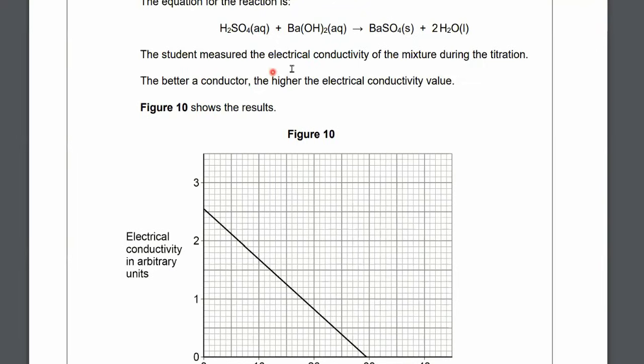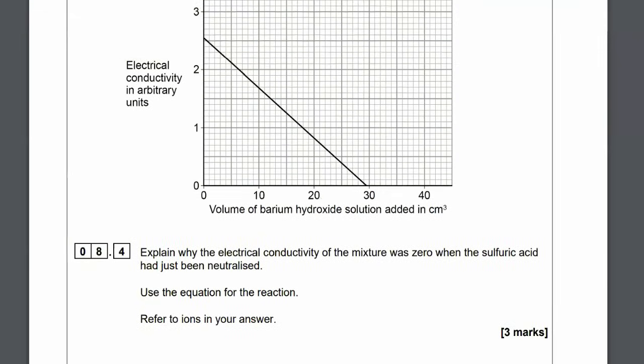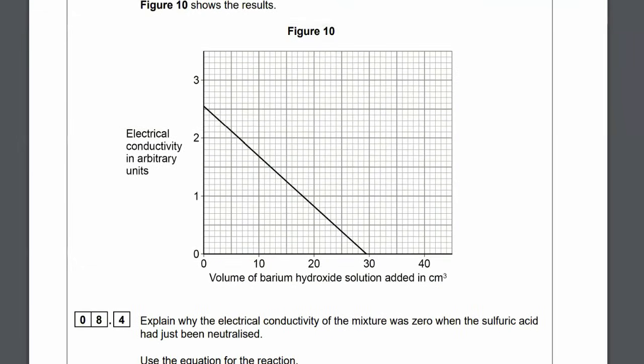The student measured the electrical conductivity of the mixture during the titration. The better a conductor, the higher the electrical conductivity value. Figure 10 shows the results. So what we're going to do here is have a look at this little graph, although we don't need it too much for this question. Electrical conductivity in arbitrary units. What does that mean, AU? That means just arbitrary units, you don't need to worry about the unit. It's just standardized for the electrical conductivity.